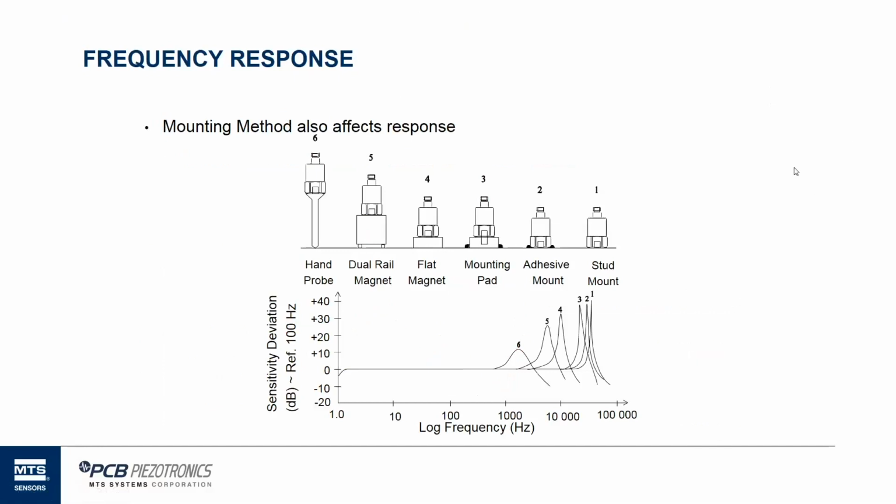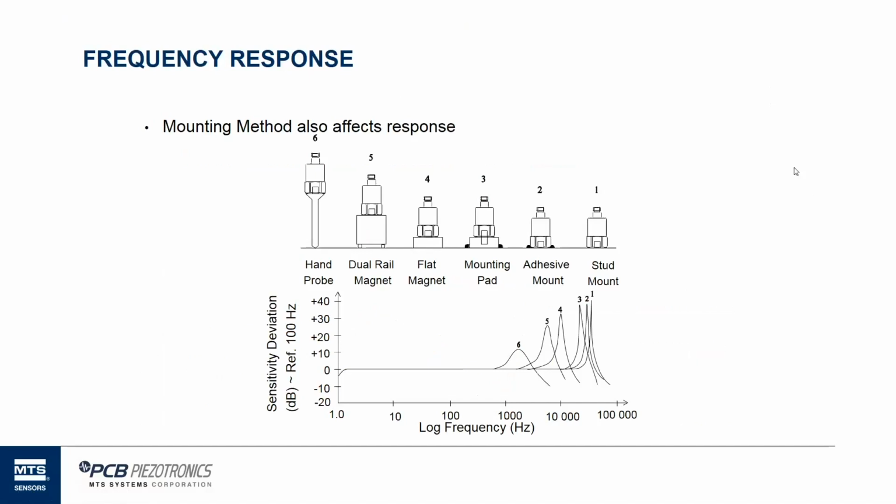And number one is what we call stud mount. And that's where we tap a hole in the structure we're measuring, and we use a mounting stud to torque down the accelerometer as tightly as we can and make it attach as rigidly as we can to the structure. And that same number one is also mentioned in the lower plot that shows the frequency response, and that's the best high frequency response characteristic.